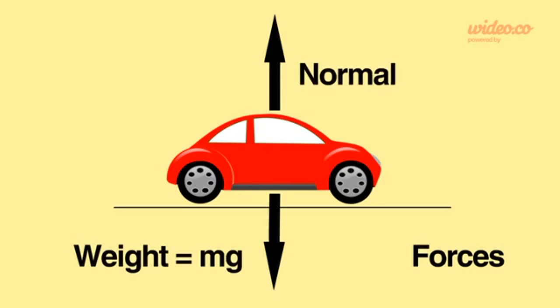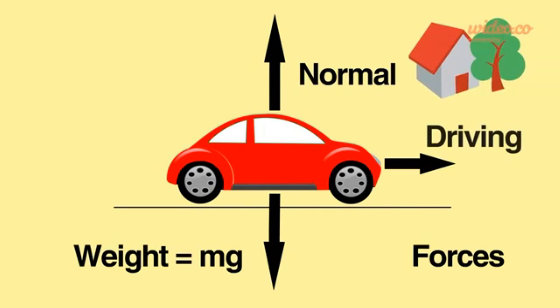The forces on a car. When a car is stationary, it has two forces on it: the weight force, which is the force of gravity pulling it down, and the normal force. This is a force provided by the road surface pushing up. These forces are two equal and opposite paired forces.